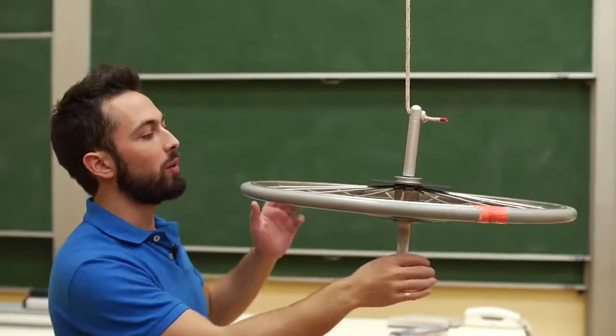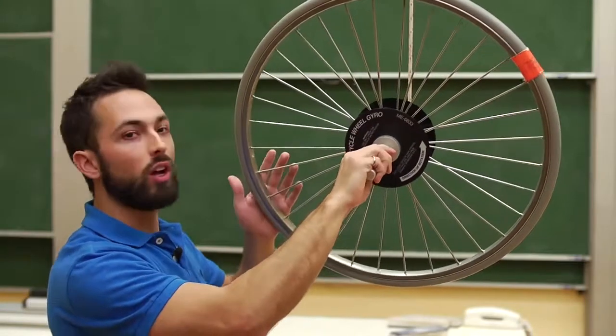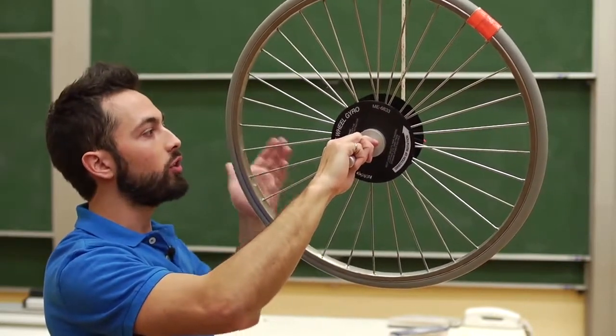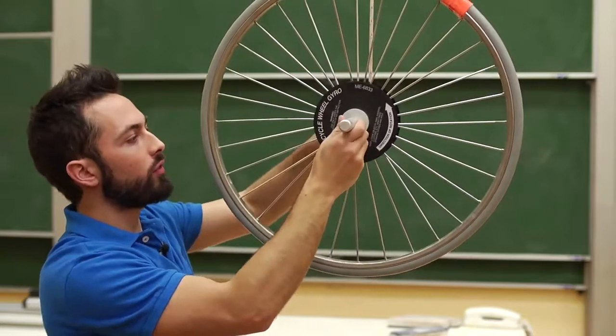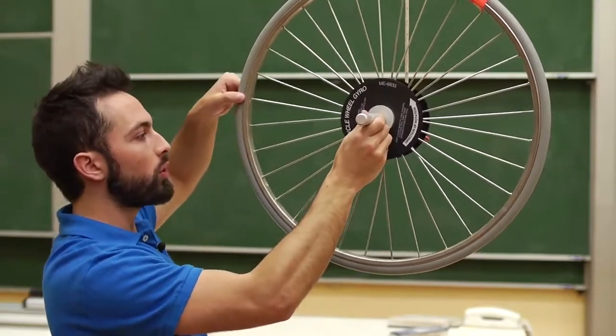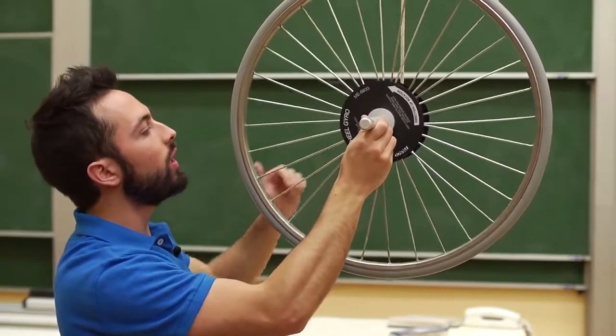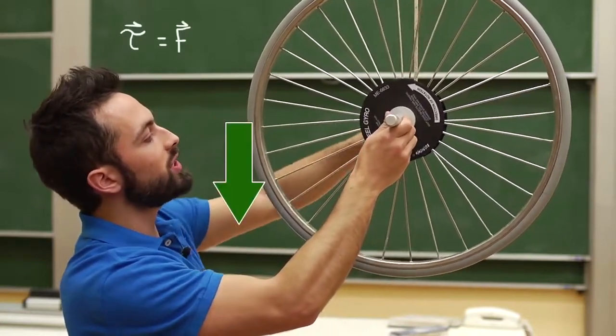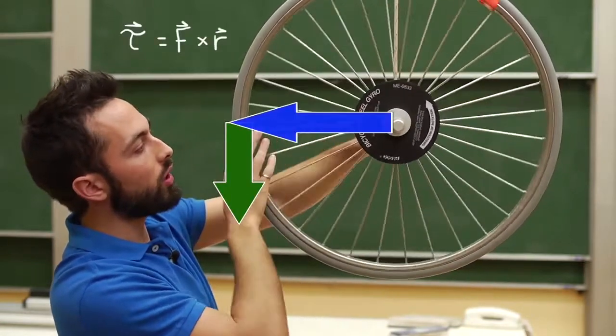A torque increases the angular momentum of a system in the direction of the torque. Torque is equal to the force applied to the rotating body times its distance from the center point of that rotating body. In this demonstration, the green arrow shows the force applied and the blue arrow shows the distance from the center point.